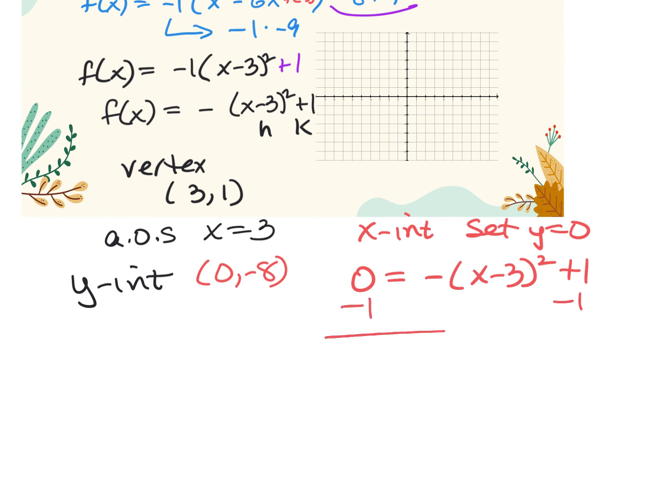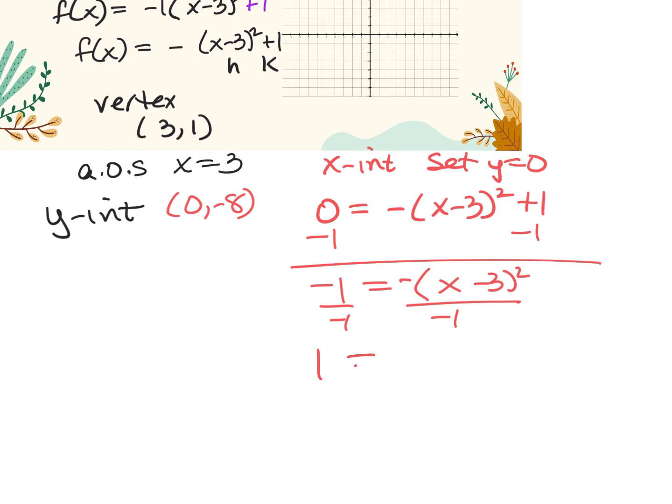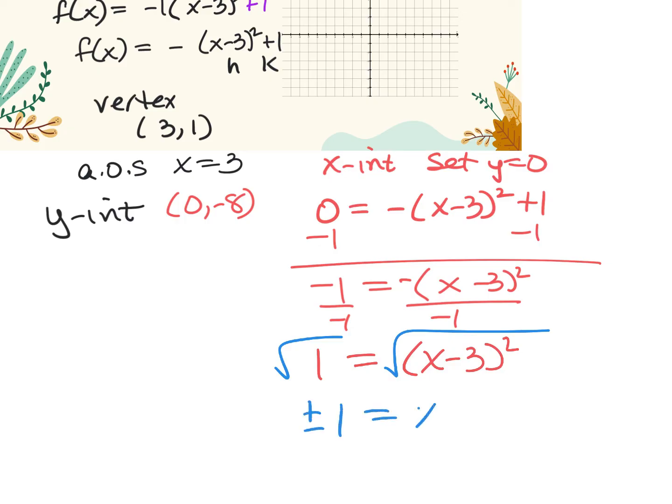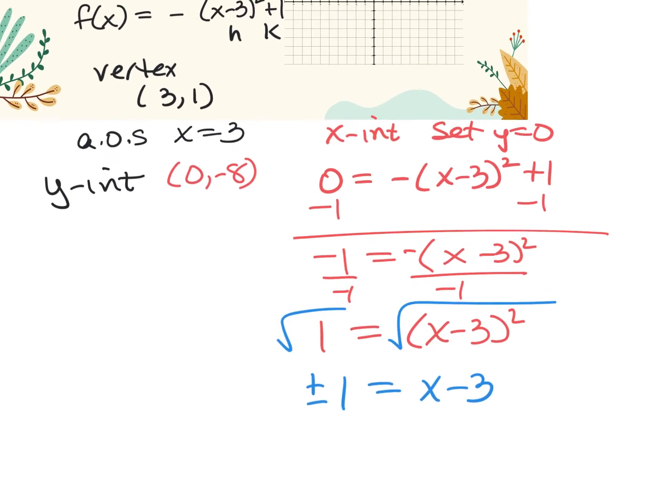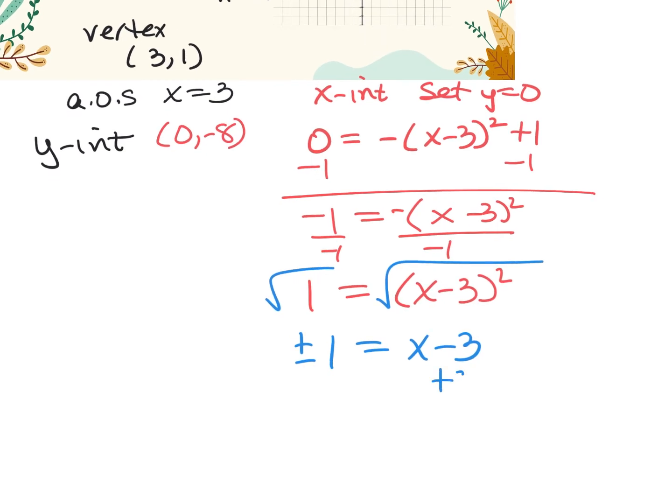Move the 1. -1 equals negative (x - 3) squared. I have to isolate the square term, so divide both sides by -1. This becomes +1 = (x - 3)^2. Square root both sides: plus and minus 1 equals x - 3. I need to move the 3.